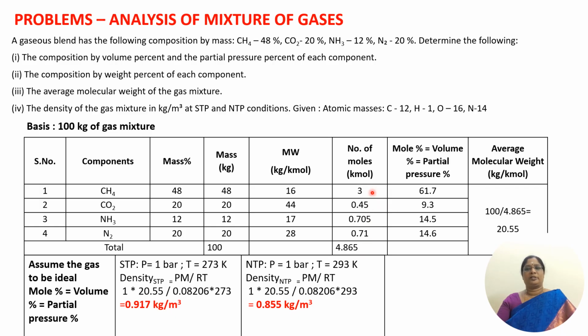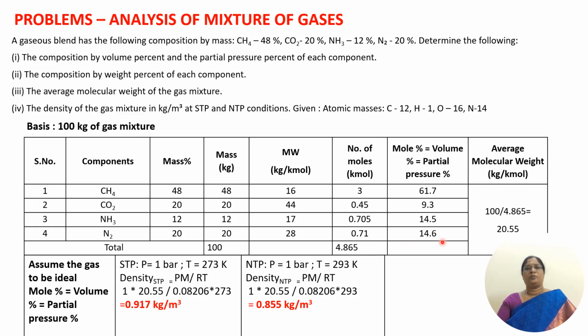Individual number of moles is 3 divided by total number of moles is 4.865 into 100 is 61.7. For the second one, 0.45 divided by 4.865 into 100 is 9.3 percentage. Next one, 0.705 divided by 4.865 into 100 is 14.5 percentage. For the last one, nitrogen, 0.71 divided by 4.865 into 100 is 14.6 percentage.